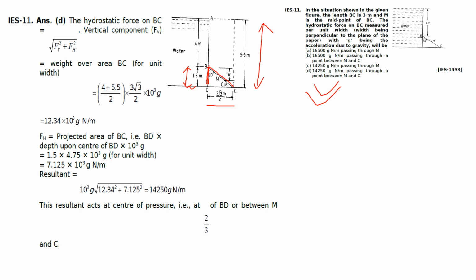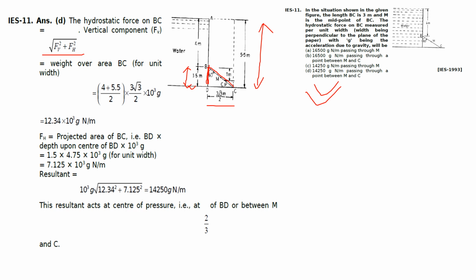You can just use sine 60, cos 60 and resolve, so you'll get the horizontal and vertical components. The vertical component will be 3 root 3 by 2. This is simple geometry. On BC the total net resultant force will be root of FV squared plus FH squared. So horizontal and vertical, both the forces will act.